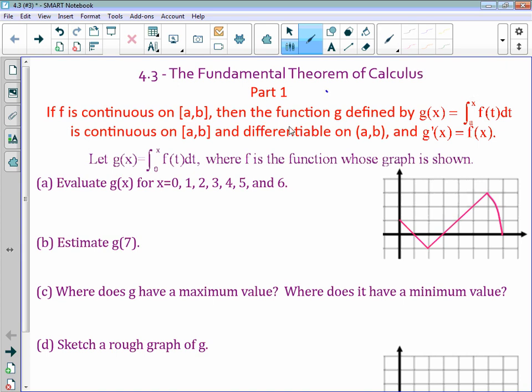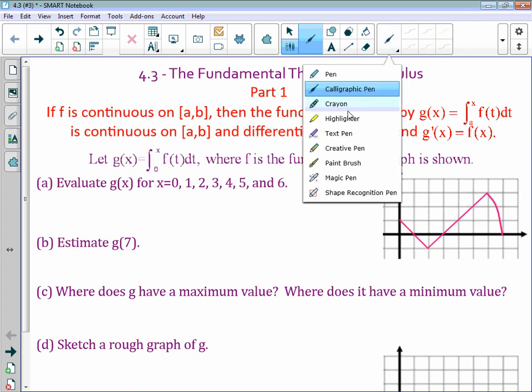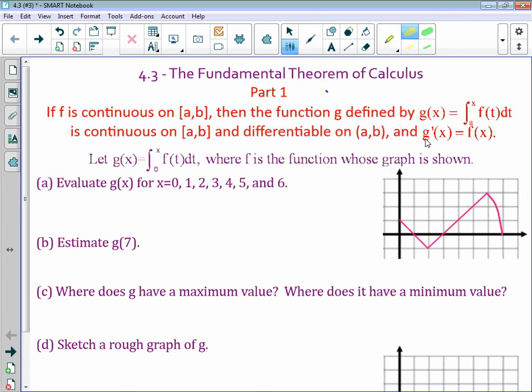If f is continuous, then the function g defined by this is continuous and differentiable, and this is the key right here. So I'm actually going to highlight that. So our g prime is equal to f of x. So we move from it being in an integral to it just being the derivative.